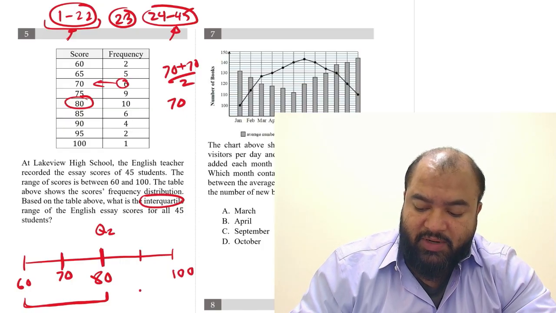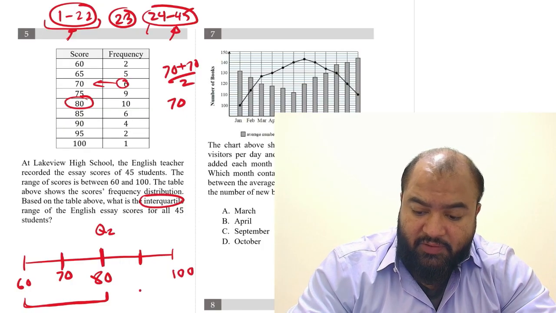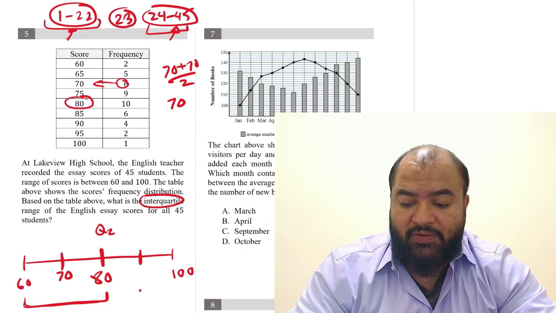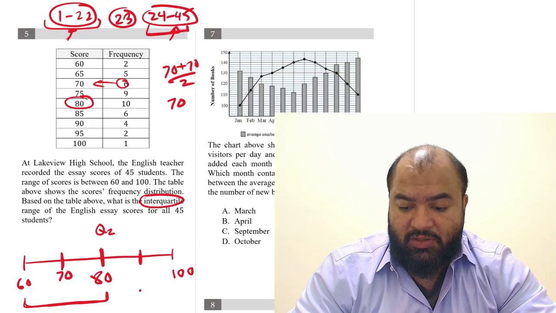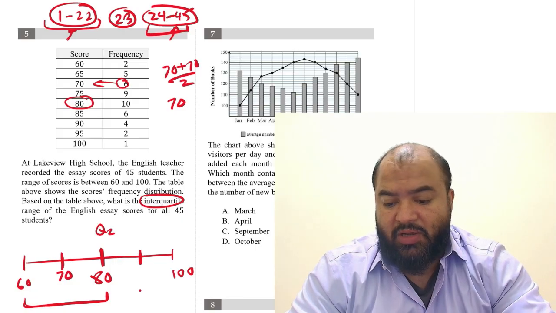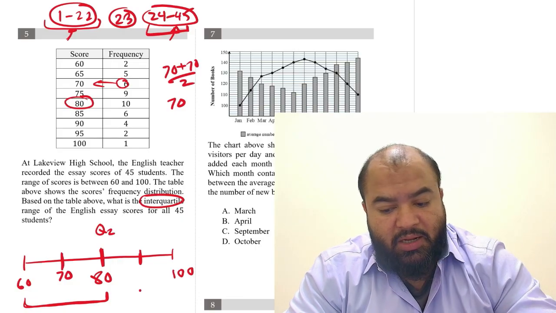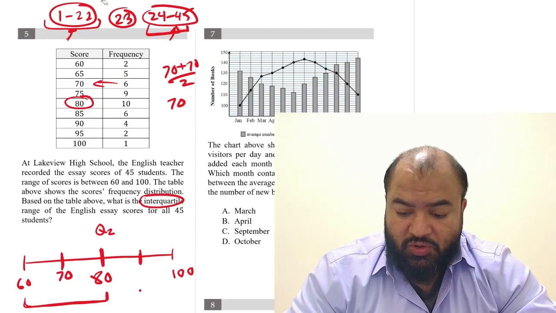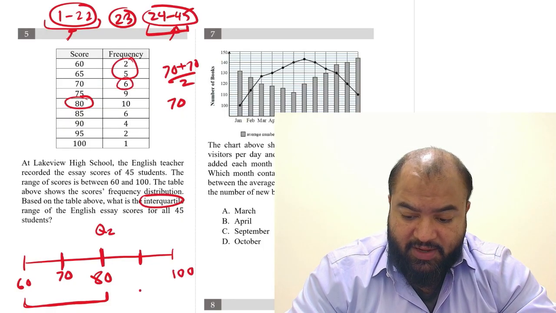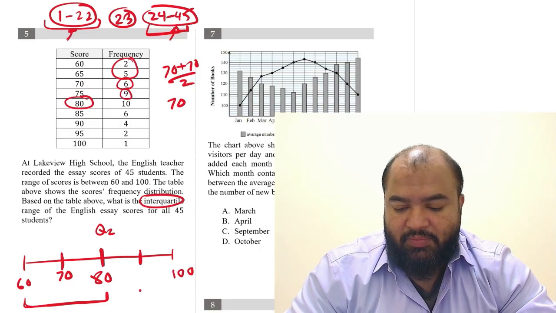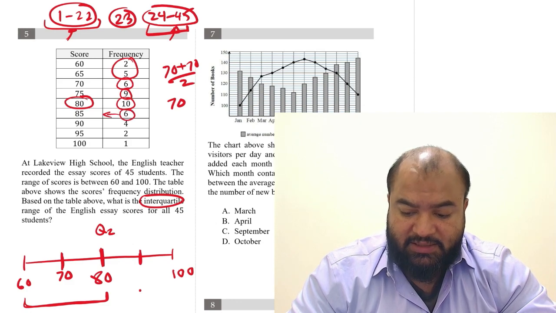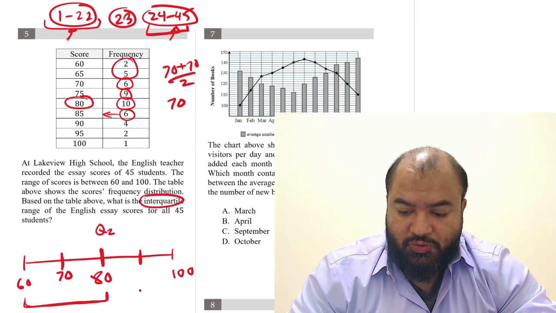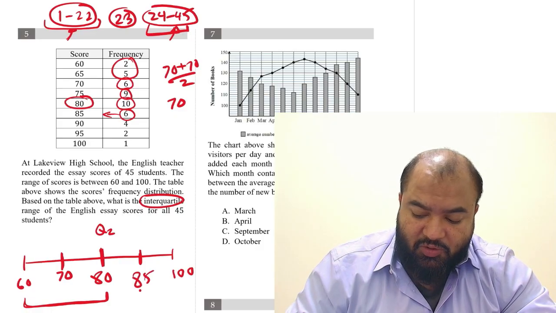And quartile 3 will be the median of the 24th to 45th numbers. The middle would be around the 34th and 35th numbers. So let's find that: 2 plus 5 is 7, plus 6 is 13, plus 9 is 22, plus 10 is 32, and so on. So it'll be 85 plus 85, divided by 2. So 85 is quartile 3.